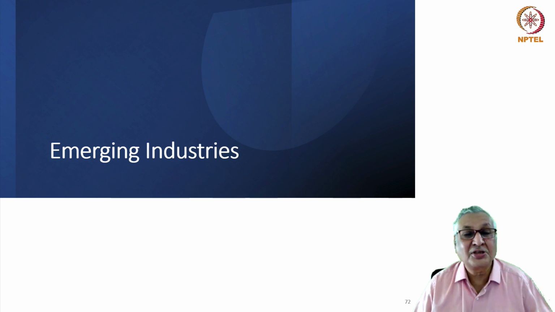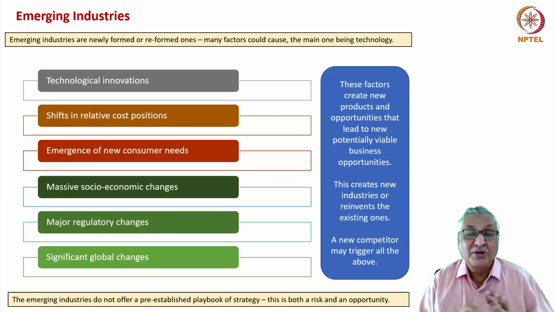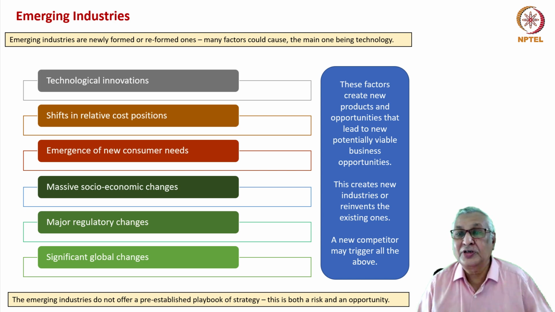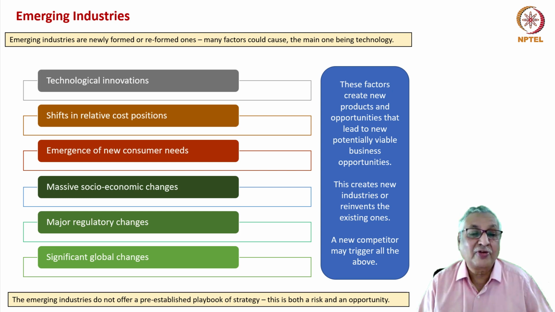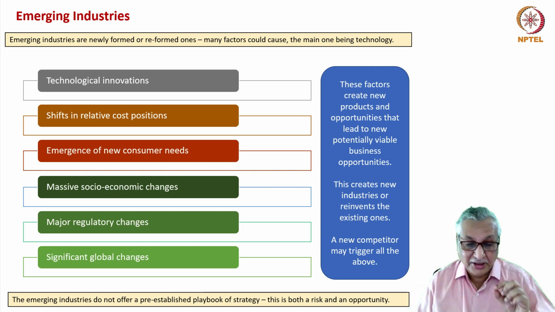Now let's look at emerging industries. Emerging industries are newly formed or reformed ones. Many factors could cause the emergence of new industries, but the main one is technology. There are several factors that are listed here, but the top of the list is technological innovation. It is technology that drives the formation of new industries.